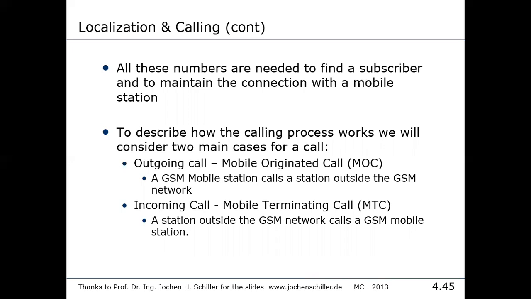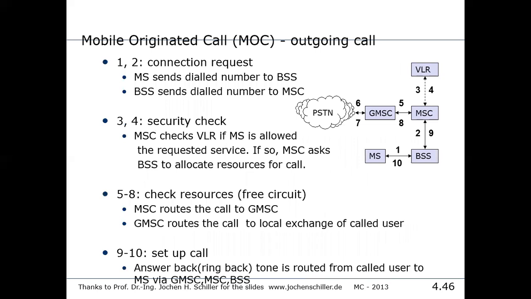Okay, so there are two kinds of calls. One is an outgoing call and another is an incoming call. An outgoing call we call a mobile originated call, and the incoming call is called a mobile terminating call. We'll see both these calls now. Now we'll first see the mobile originated call, or outgoing call. So you can see the numbers represented in the diagram.